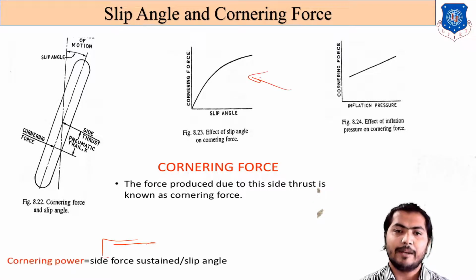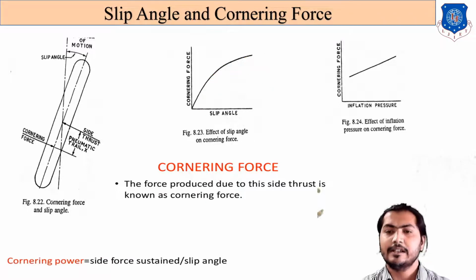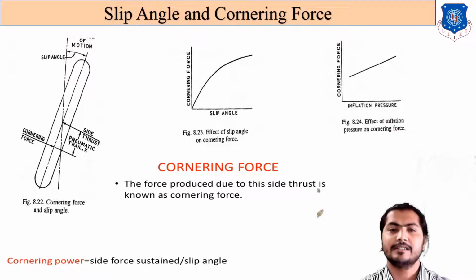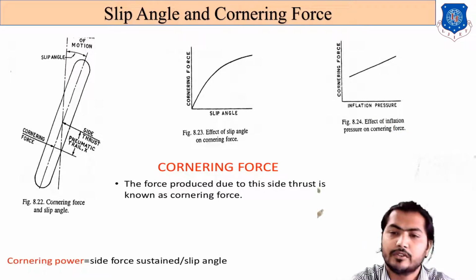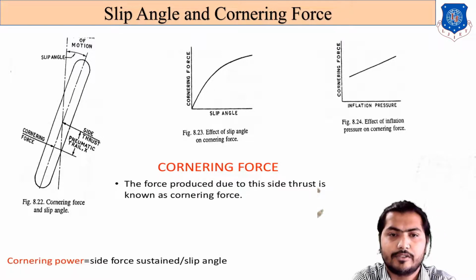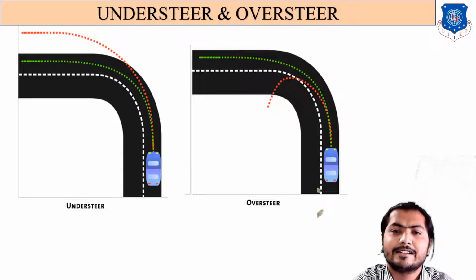So this is the impact of the slip angle on cornering force. This is the graph. As the slip angle increases, the cornering force increases up to some point, then it reaches a stable condition. Similar is the effect of inflation pressure on the cornering force. This is the graph between cornering force and inflation pressure. In every exam they ask what the cornering force is. Cornering force is the force produced due to the side thrust. And why does side thrust come? Because of centrifugal force.